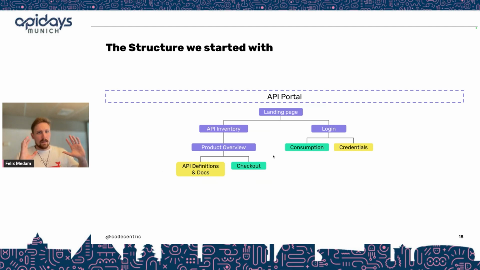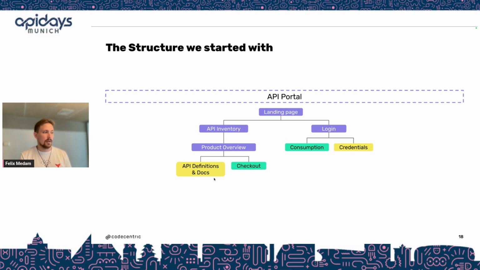Because if we do the mapping again and look at a very simplified structure of the portal, we can see how we have the landing page feature, an API inventory feature, and product overview feature serving both audiences here. And so as a business person who wants to buy an API, you would need to go through the landing page into the inventory and select product overview to the checkout.